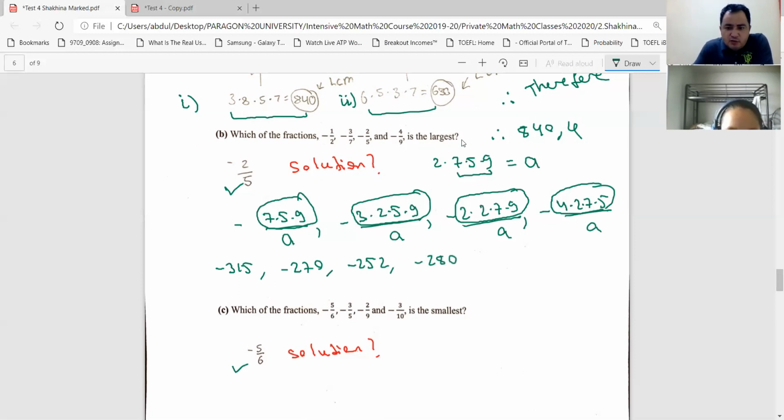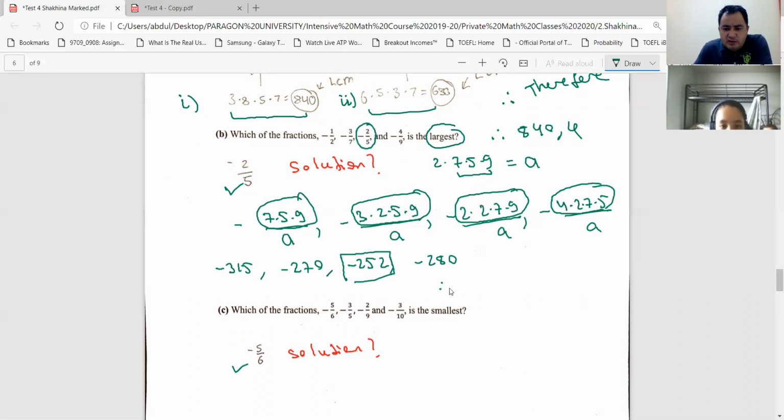All are negative numbers. The question asks for the largest, right? So we need to take the smallest one. 315, 270, 252, 280. Which one is the smallest here? I mean, the biggest. It says largest, right? So the largest should be the smallest in magnitude. Okay, this one, right? 252. Yeah. This is the largest, right? Which one is it? This fraction, the third one.